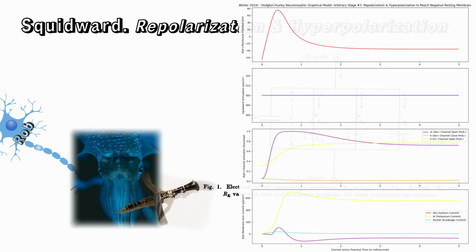Then, to reach the negative resting potential, hyperpolarization continues as efflux of potassium cations continues, reaching the recovery or refractory phase, where the sodium-potassium pump functions continuously to restore the -70 millivolts resting membrane potential through ionic redistribution.